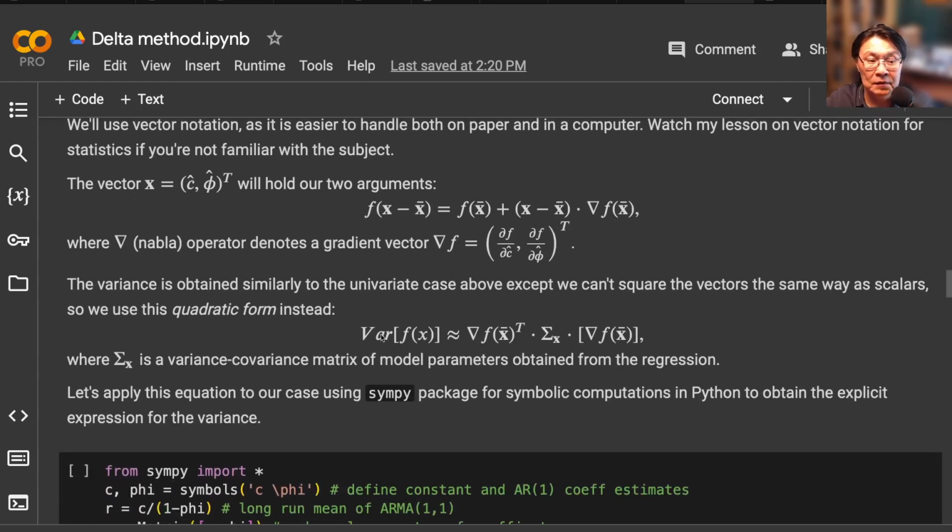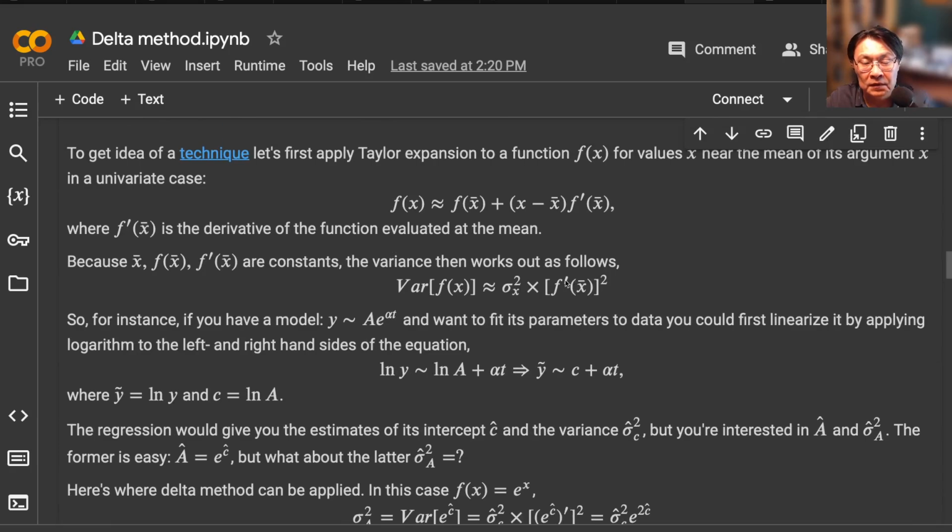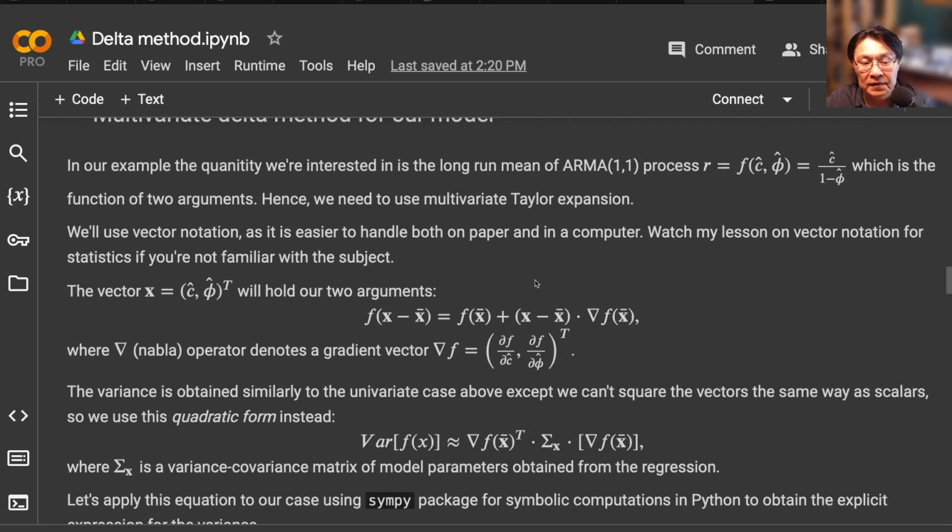But I teach in my refresher that instead of this expression, the square of the derivative, we get a quadratic form. It's a similar expression, but it looks like this. What is the quadratic form? Instead of squaring the gradient, which we don't know how to do because it's a vector, we take the variance of my arguments, but my argument is a vector itself. So what is the analog of the variance of a vector? It's a variance covariance matrix.